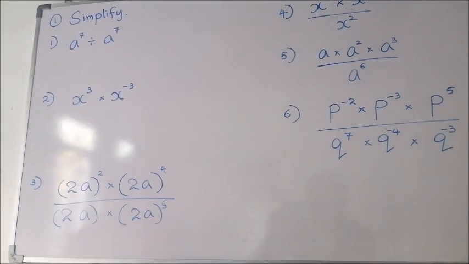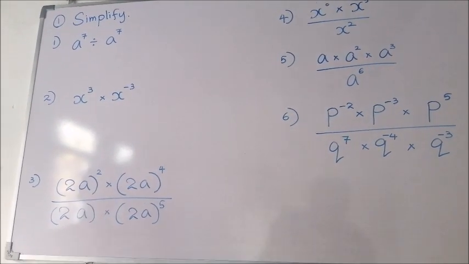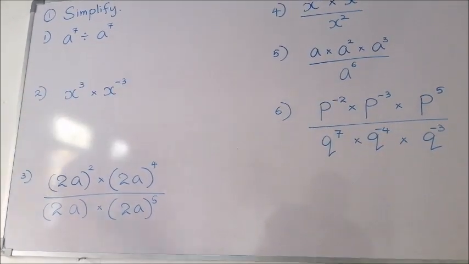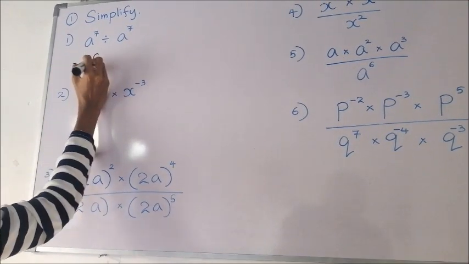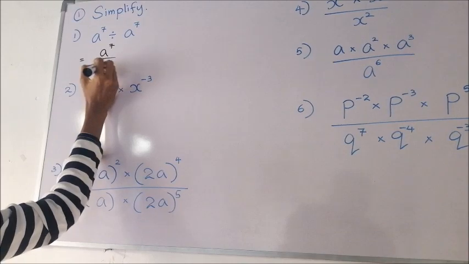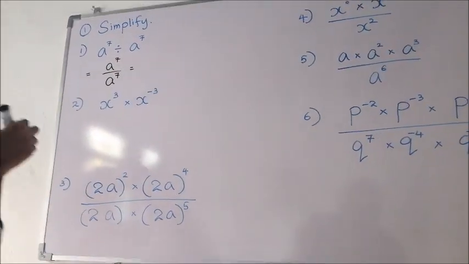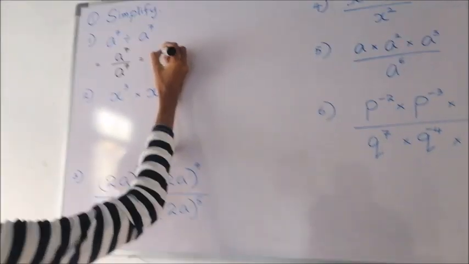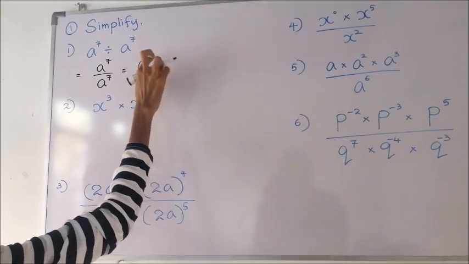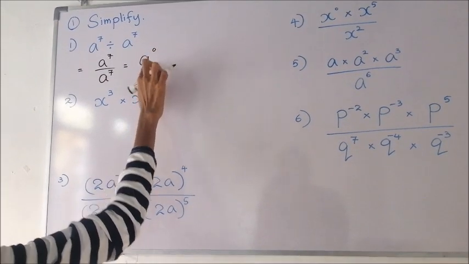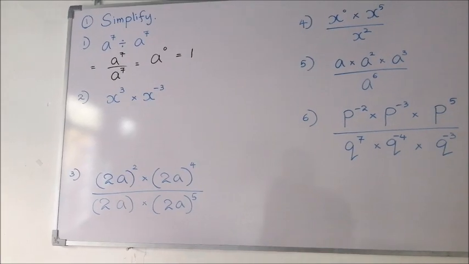Our first question is simplify. See the first one. a to the power 7 divided by a to the power 7. We will write this as a fraction. Now as usual we can subtract the indices here because it's a division. From 7 when we subtract 7, 0. But we should know if the index of any power is 0, the result is 1. So our final answer must be 1.